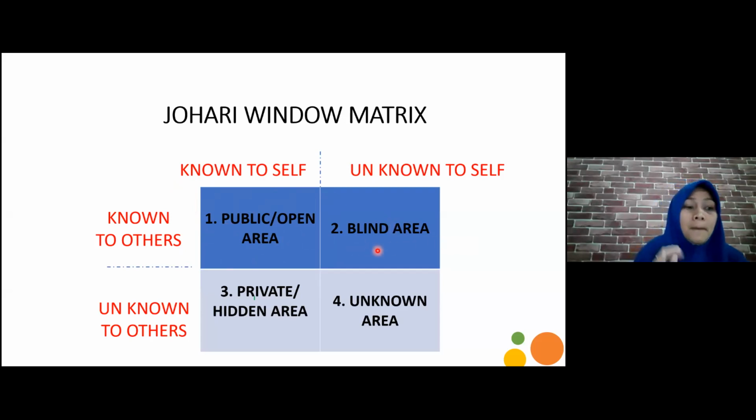And then the second matrix is called the blind area. Blind area means it is unknown to self, but known to others. It shows the state of an individual who does not know about himself, but knows about others. She knows about the issues of others, but doesn't know about herself. This happens when an individual copies the behavior of some significant personality unconsciously, and he doesn't care about himself.